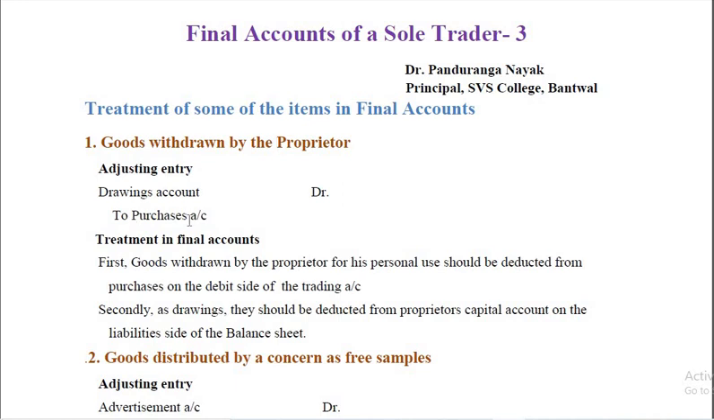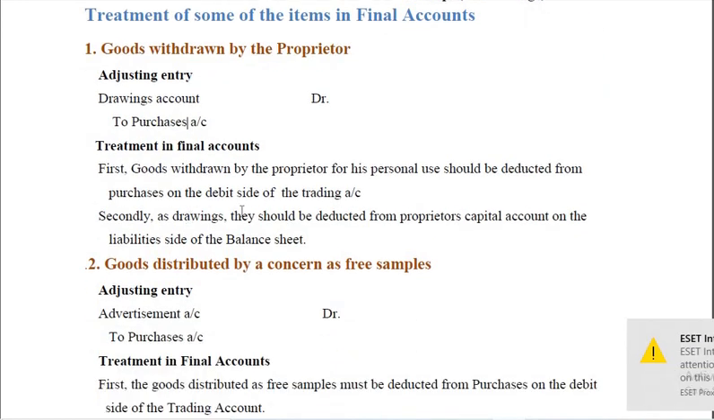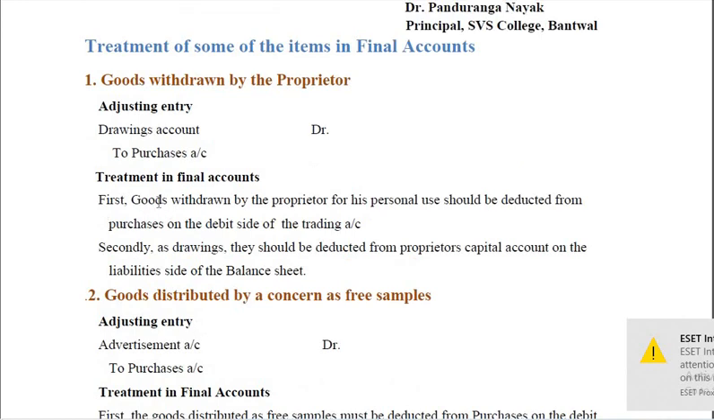Then whatever purchases you have made, out of that some goods are withdrawn. That means these goods are not meant for resale. That's why purchase account is credited. Drawings account to purchase account. Treated in the final accounts, for example, first, goods withdrawn by the proprietor for personal use should be deducted from purchases on the debit side of the trading account. That's nothing but drawings. Secondly, as drawings, they should be deducted from proprietor's capital account on the liability side of the balance sheet.